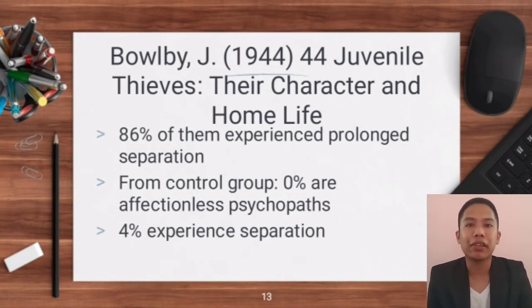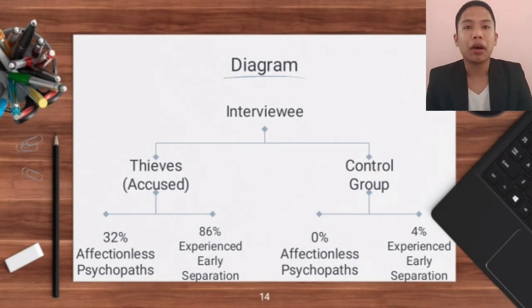Here's the diagram, as you can see. From the interviewees, the thieves accused on the left side: 32% are affectionless psychopaths and 86% experienced early separation. Experiencing early separation means the lack of love from the parent. So 32% of the 100% of thieves are affectionless psychopaths, while 86% of them experienced early separation. On the other hand, the control group has 0% affectionless psychopaths and 4% experienced early separation.